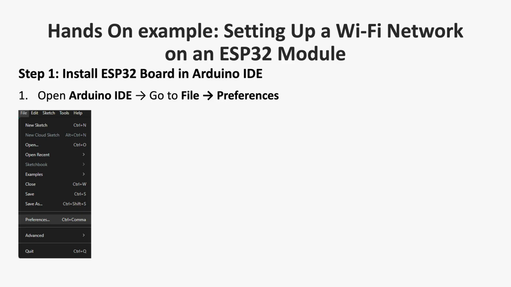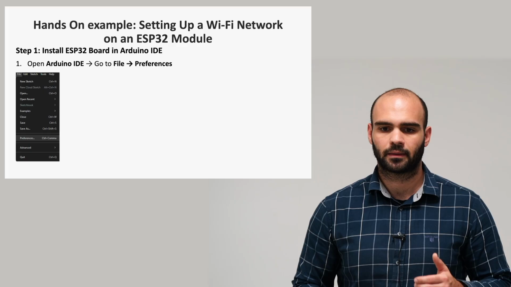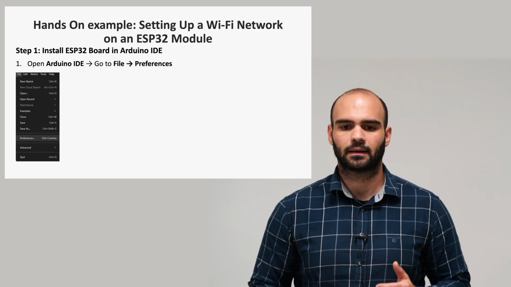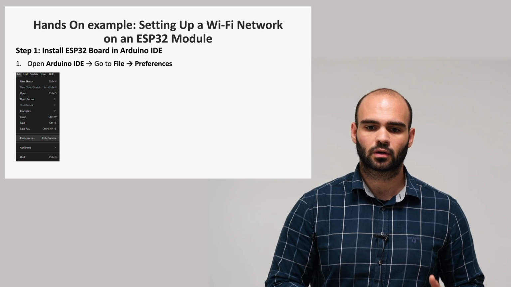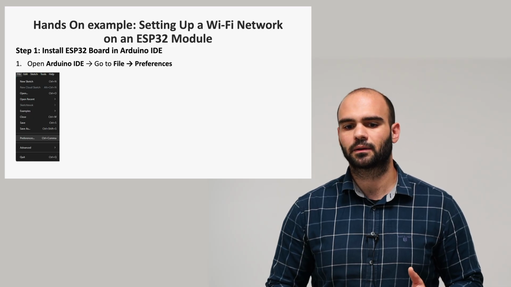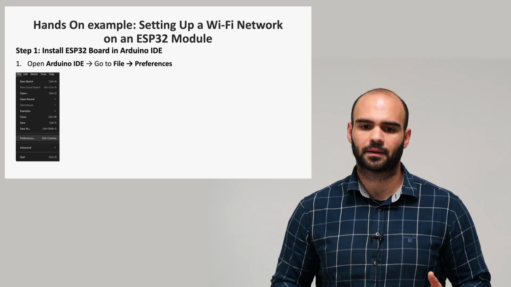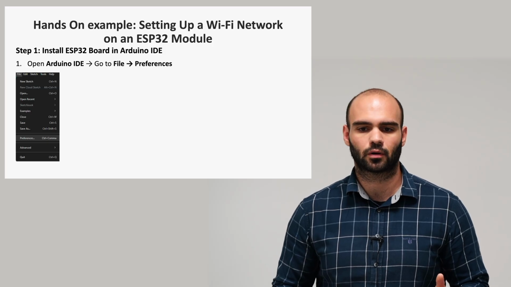In this first step, we will install the ESP32 board in the Arduino IDE. Start by opening the Arduino IDE on your computer. Then, from the top menu, go to File and then Preferences. This is where we will add the ESP32 board manager in the next step, so that Arduino knows how to download and configure the ESP32 package. This setup allows us to program the ESP32 just like any other Arduino board.